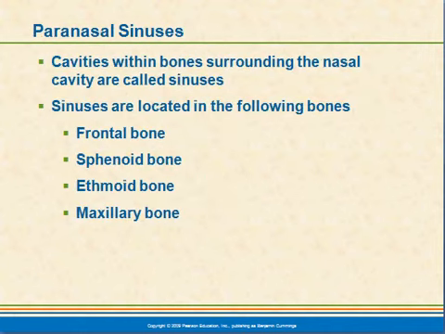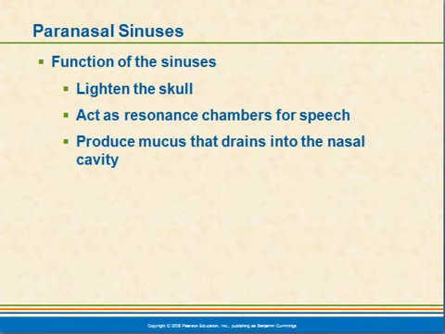Located in other areas in our skull are paranasal sinuses, and these sinuses are located in the frontal bone, the sphenoid, the ethmoid, and the maxillary bone. You should know which bones have these because one possible test question is which bone does not contain a paranasal sinus. Now, the purpose of these sinuses is to lighten the skull. They also act as resonance chambers for speech.